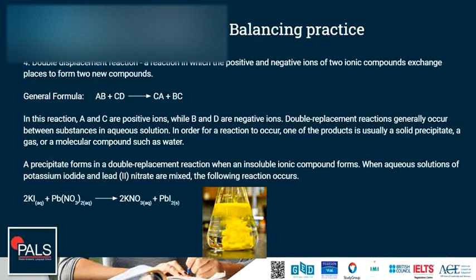A precipitate forms in a double replacement reaction when an insoluble ionic compound forms. When aqueous solutions of potassium iodide and lead 2 nitrate are mixed, the following reaction occurs. 2 potassium iodides react with lead nitrate to form potassium nitrate and lead iodide.